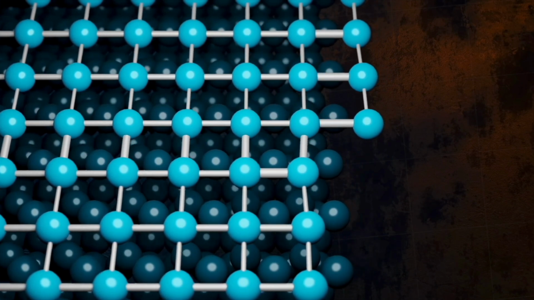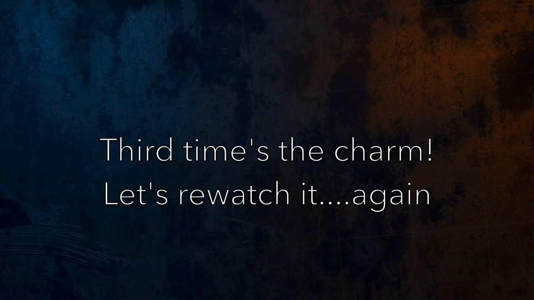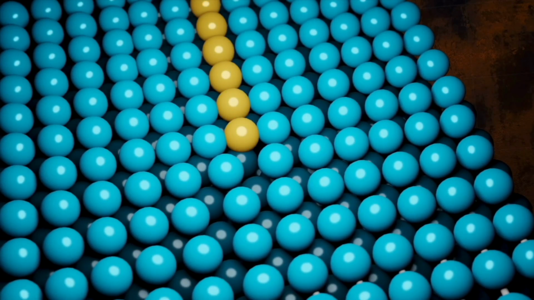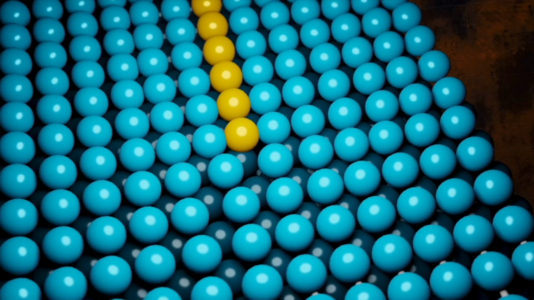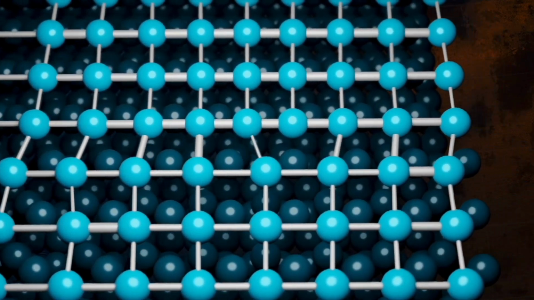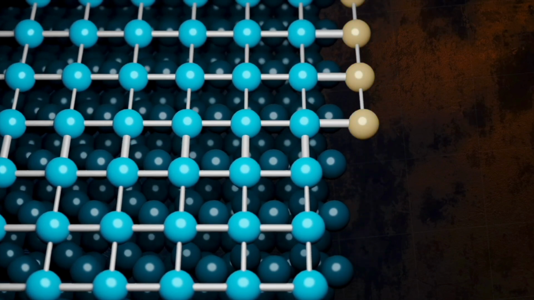This movement involves the atoms on either side of the dislocation line shifting positions relative to each other. So, as the extra half plane of atoms glides, the dislocation line advances through the crystal lattice. So this process allows the material to undergo plastic deformation while maintaining its overall crystalline structure.